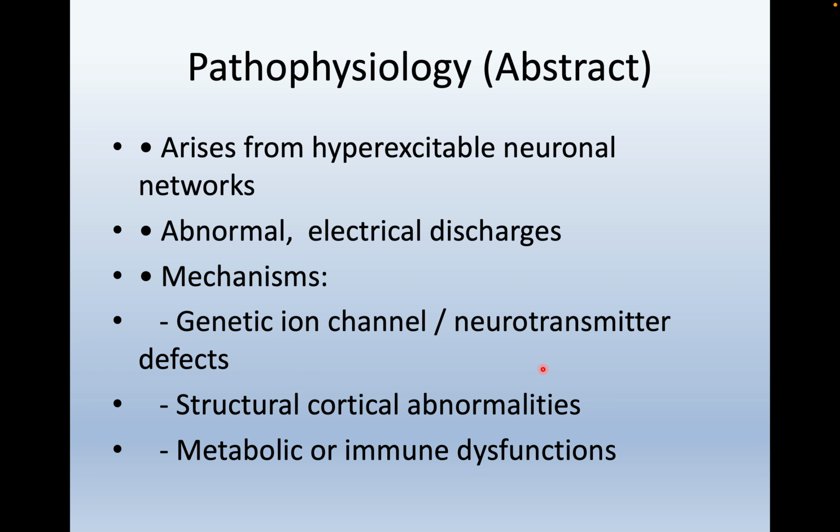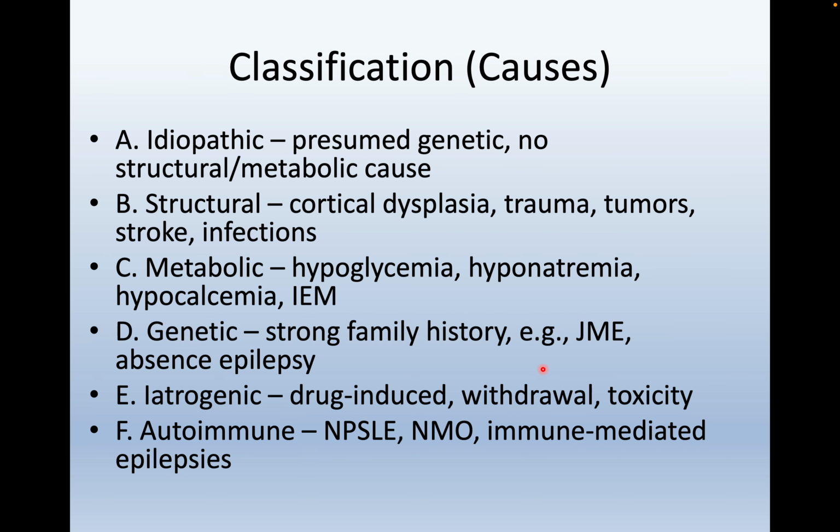So if you go in depth into pathophysiology and why epilepsy happens, this arises from a hyperexcitable neural network. It could be abnormal electrical discharge. Abnormal electrical discharge could be due to genetic abnormality, an ion channel or neurotransmitter defect. It could be structural or cortical abnormality or other metabolic or immune dysfunction.